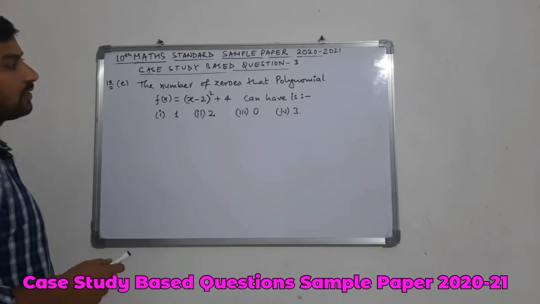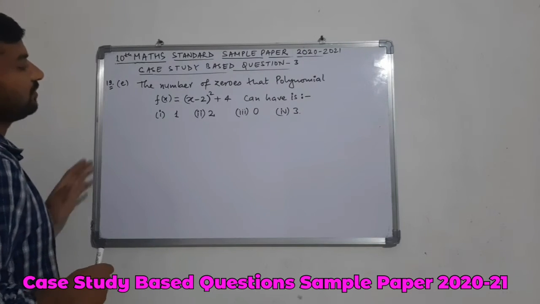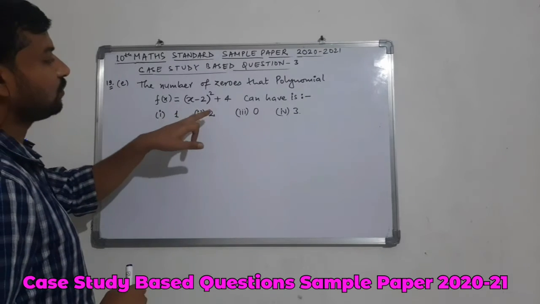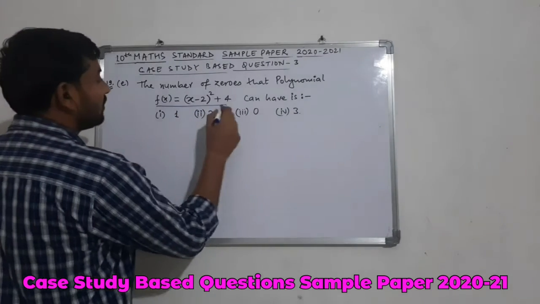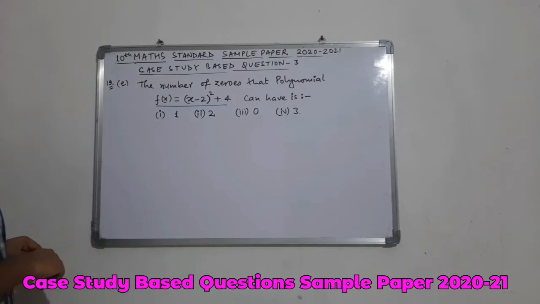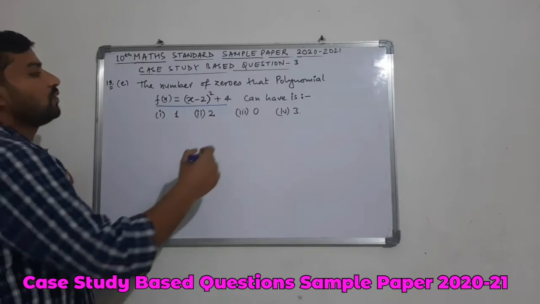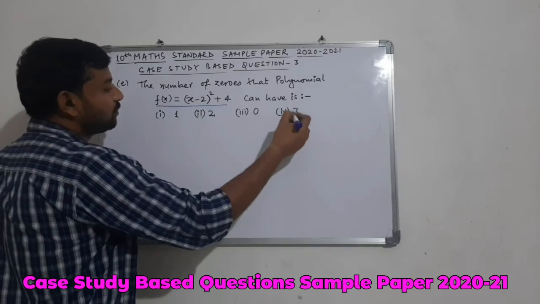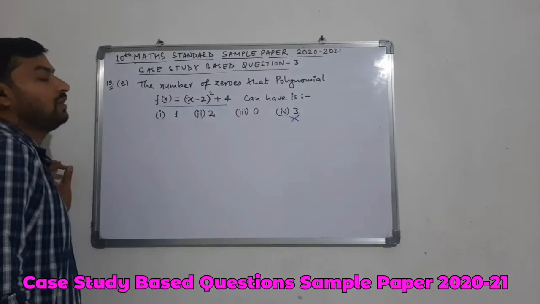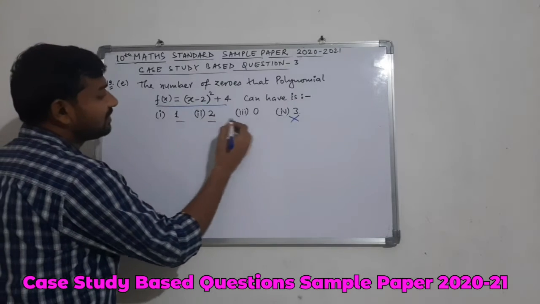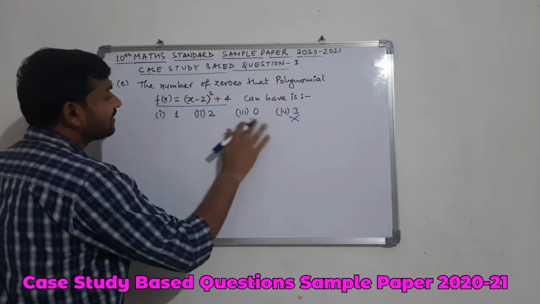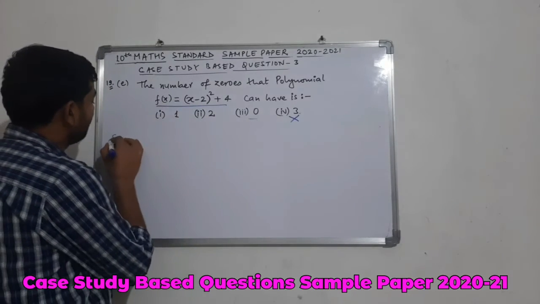The number of zeros that polynomial f(x), which is defined as (x minus 2) whole square plus 4, can have is. We have to find the number of zeros. As you know that the number of zeros of a quadratic polynomial is at most 2. So the fourth option, that is 3, is not possible at all. So from these 3 we will have the correct answer.